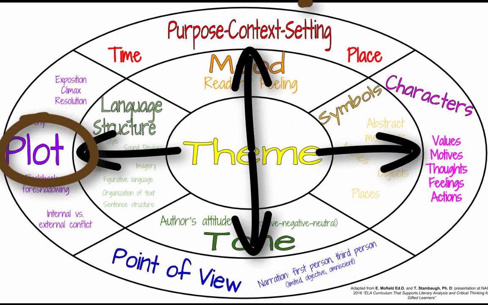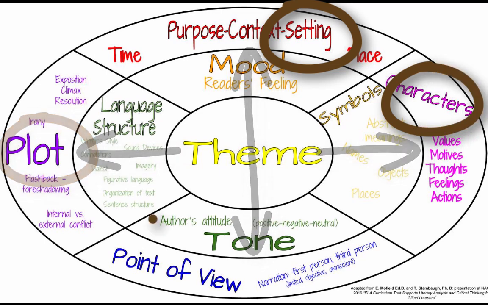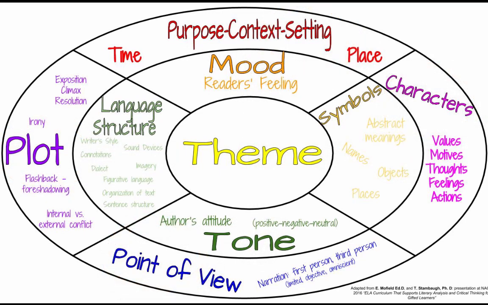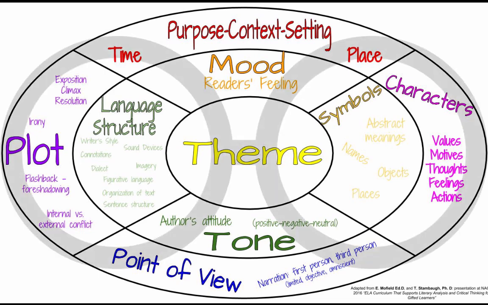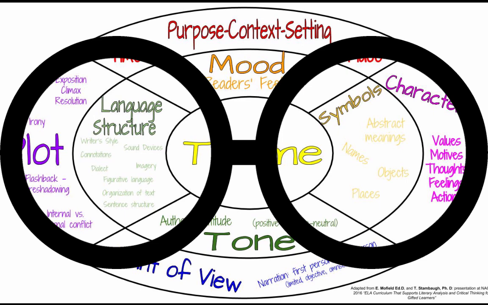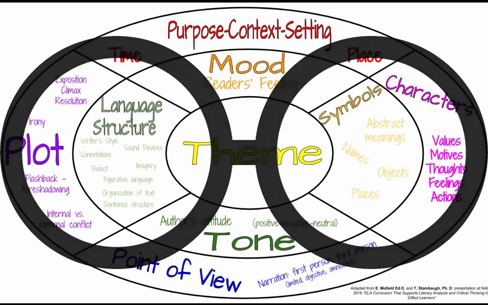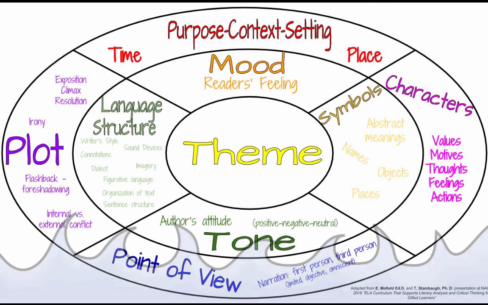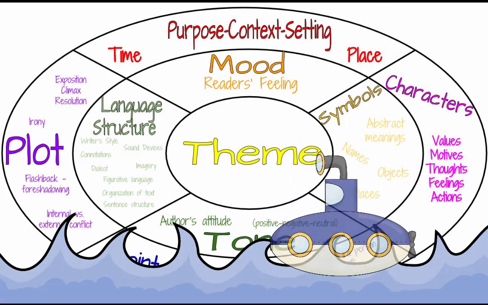We have plot, setting, characters, and point of view. These are elements you should be very familiar with and able to identify to some extent. Now, as we read closely for clues and evidence, we can analyze these elements at much higher thinking levels. The inside ring includes elements that really require your brain to go below the surface.